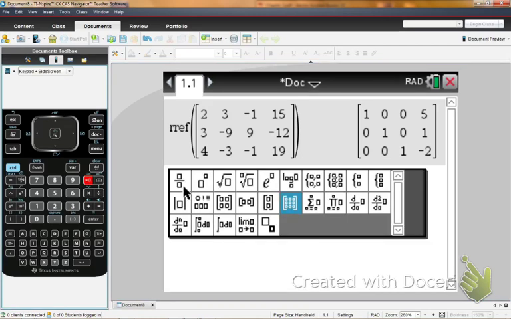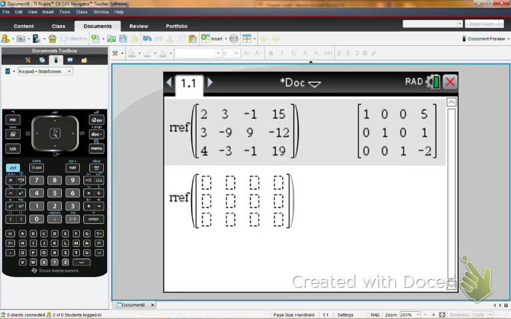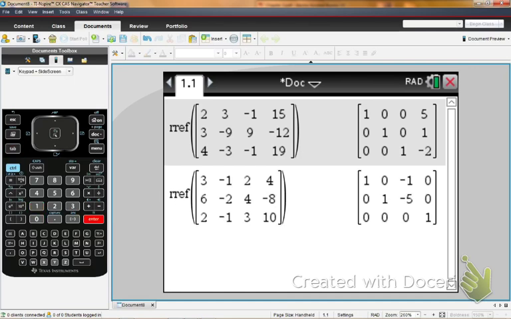We're going to press the button next to the book, the 3 by 3. This is still a 3 by 4, and I'm going to put my numbers in. We get 3, negative 1, 2, 4, 6, negative 2, 4, negative 8, 2, negative 1, 3, 10. So for now, I just want you to write this on your paper. After your example, go ahead and put that as the solution, and we'll come back to what it is. Okay, for now, we're just going to go ahead and do the next one.